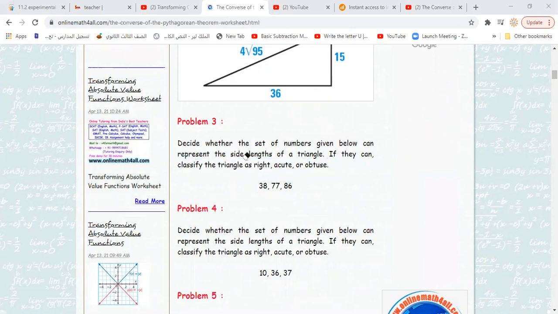Understood? In any triangle, the sum of any two sides should be greater than the third side. So it's easier to deal with the largest one directly.